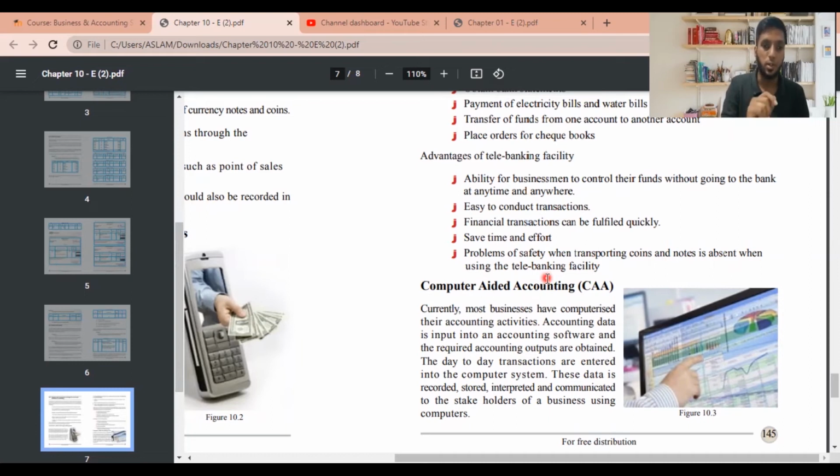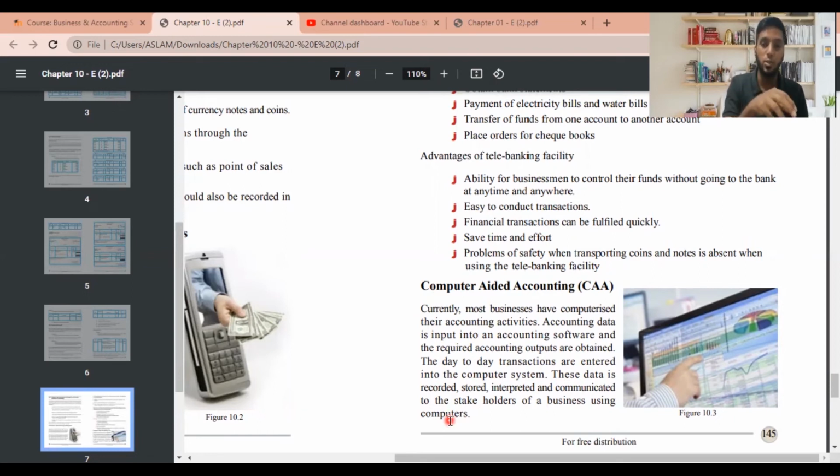Then there's something called CAA, computer aided accounting. Currently, most businesses have computerized their accounting activities. Accounting data is input into accounting software, and the required accounting outputs are obtained. The day-to-day transactions are entered into the computer system. This data is recorded, stored, interpreted, and communicated to the stakeholders of the business using computers. So when you put all the information through accounting software, generate the information through the software, and inform your shareholders, whoever has invested in your company, this way of reporting information through the software is what we call computer aided accounting.